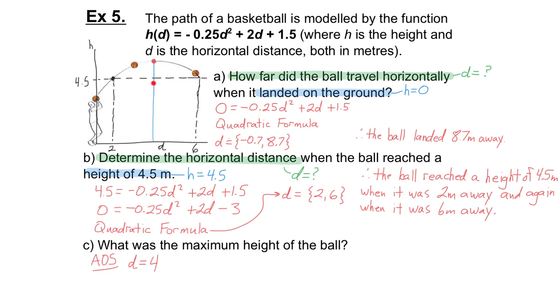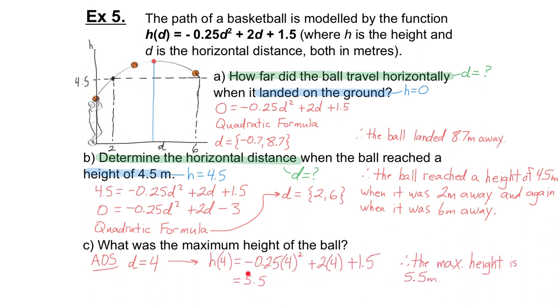So the axis of symmetry is going to be halfway between 2 and 6, which is 4. I could also think of it in terms of halfway between the two x-intercepts. Either way you do it, it's at 4. So the axis of symmetry is when the distance is 4 meters. So I know it's going to reach the maximum height when the distance is 4 meters. What is the maximum height? Well, good thing I have an equation. I can figure that out. I know what D is, put it in where D is, calculate what the height is. So when I do that, I get 5.5. The height is 5.5 meters.